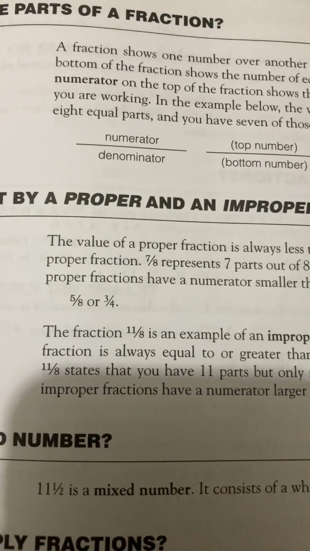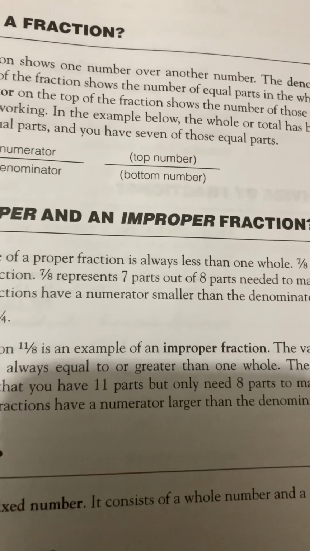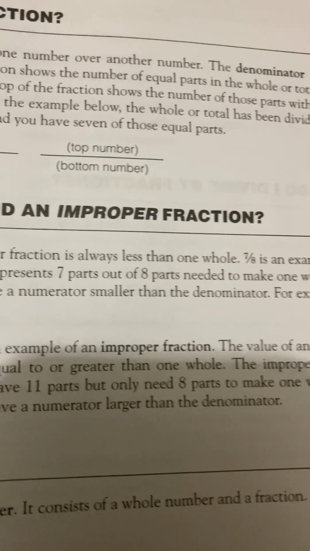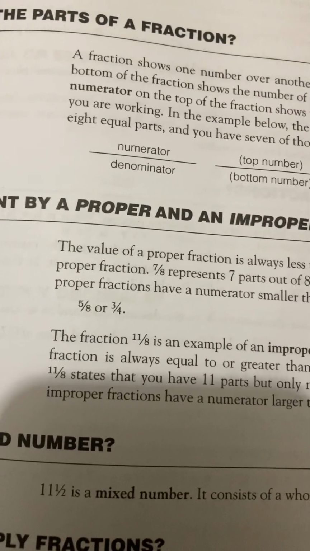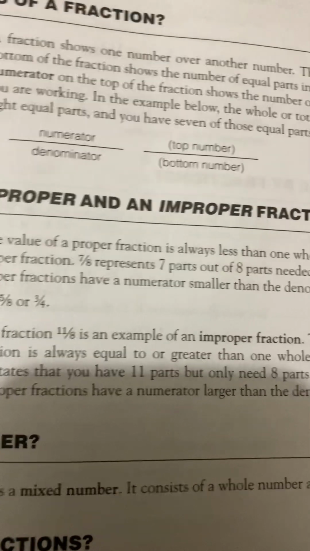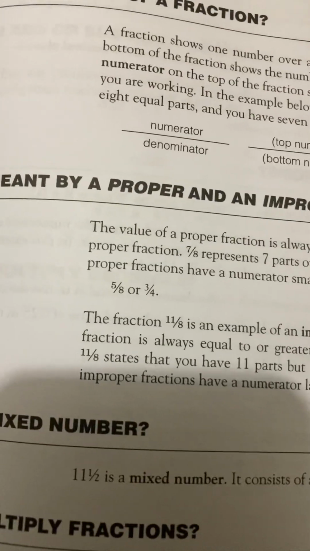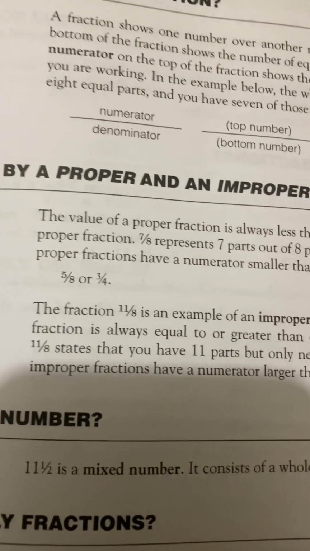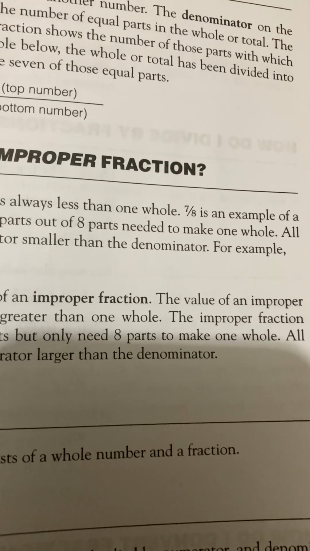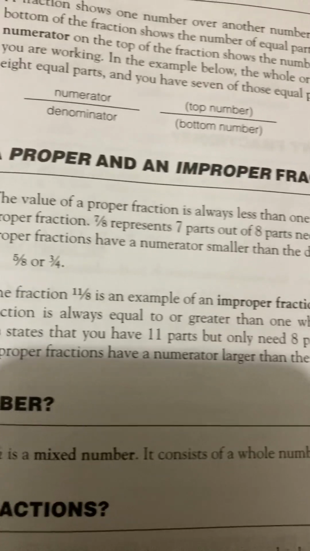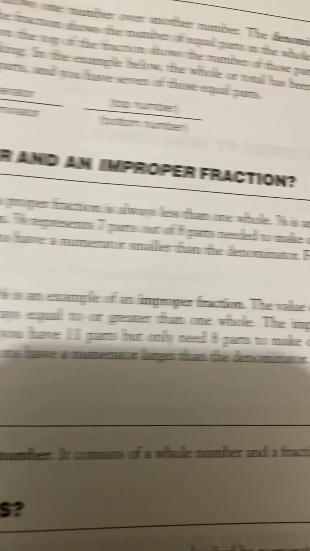The fraction 11/8 is an example of an improper fraction. The value of an improper fraction is always equal to or greater than 1 whole. The improper fraction 11/8 states that you have 11 parts, but only need 8 parts to make 1 whole. All improper fractions have a numerator larger than the denominator.